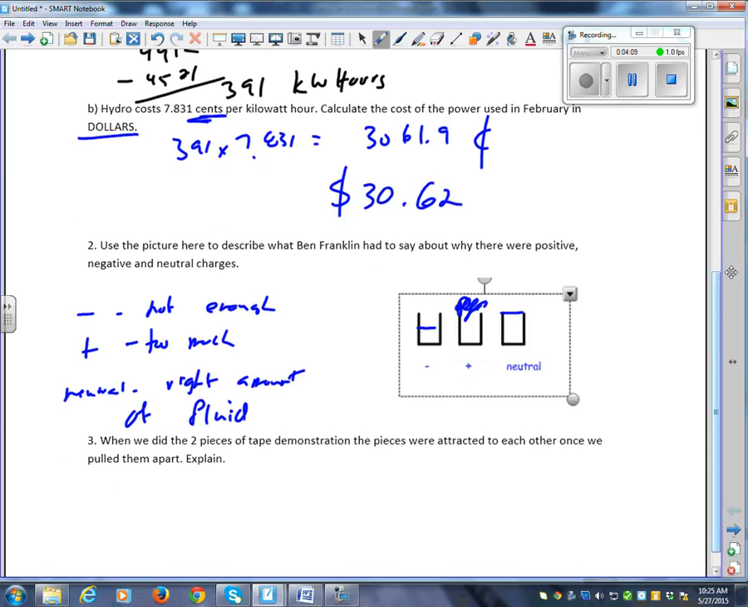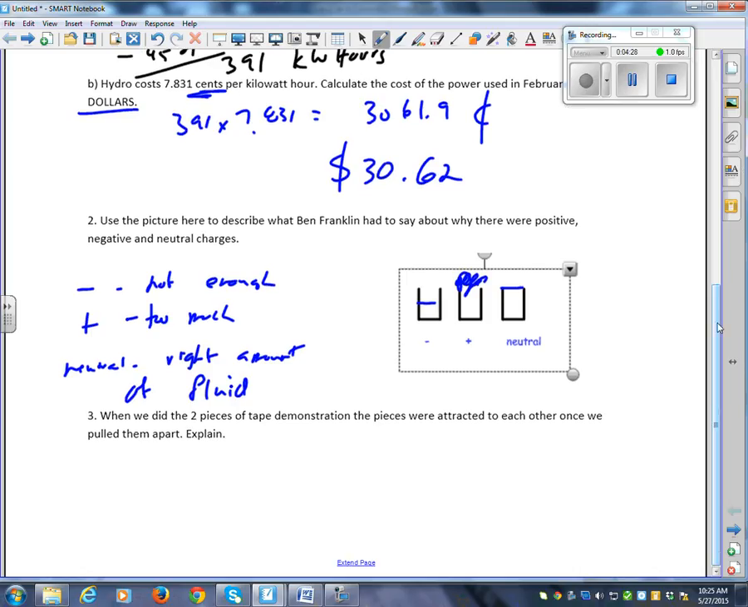I asked you this question on quiz 1. I'm asking it again. I'm going to ask it again on the test. When we did the two pieces of tape demonstration, the pieces would attract each other once we pulled them apart. Explain. How about we write a sentence? What do we start a sentence with, people? A capital letter.